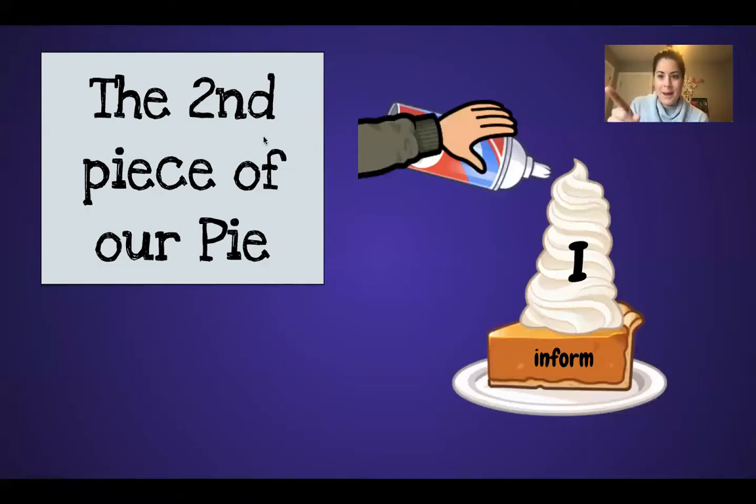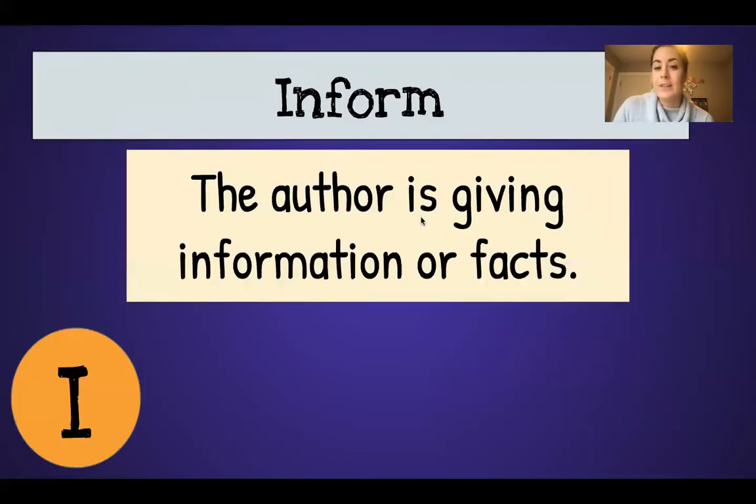Now, the second piece of our pie, are you ready? Can you have a second helping of pie? Is the I for inform. Inform is kind of just teaching someone. So the author is giving information or facts. The author wants you to learn something, whether it be new or maybe you didn't know everything about that subject. They want to tell you, teach you something.